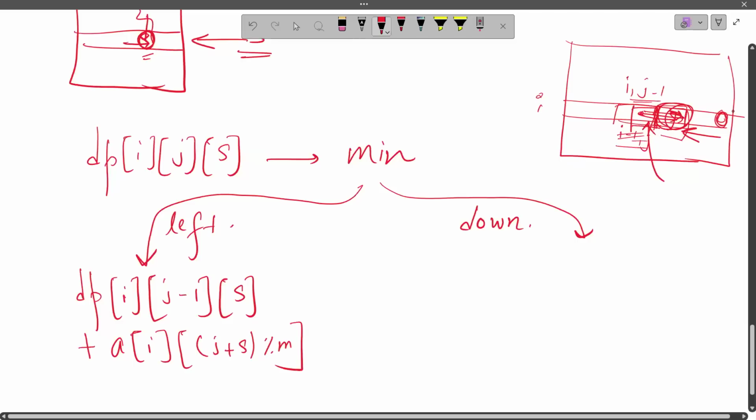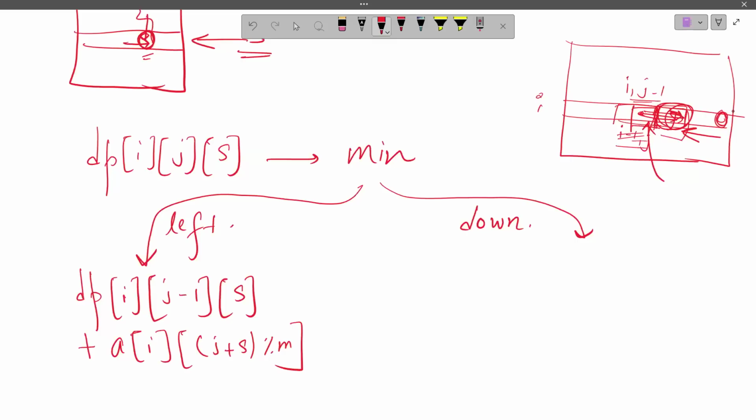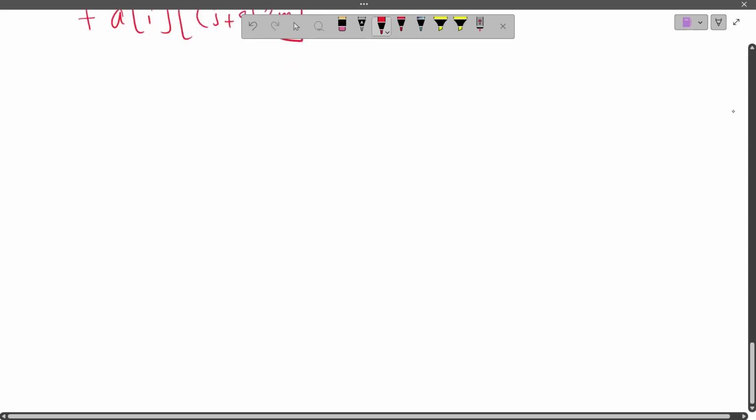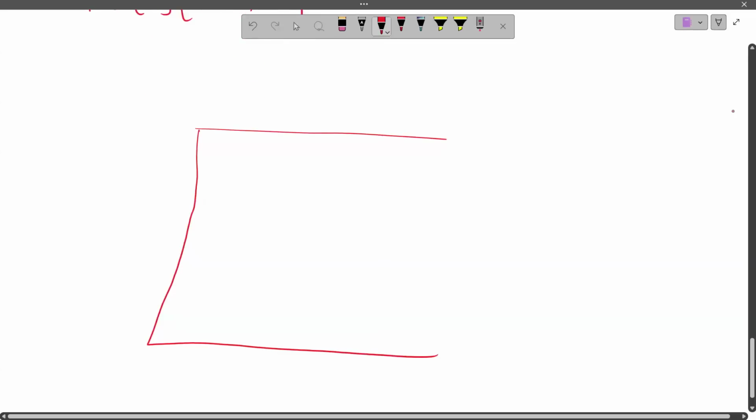So this is the transition we take. Also, now look at this down operation. When you are doing a down operation, the transition is not that simple. Why? Because if you look at this grid, here is the ith row.